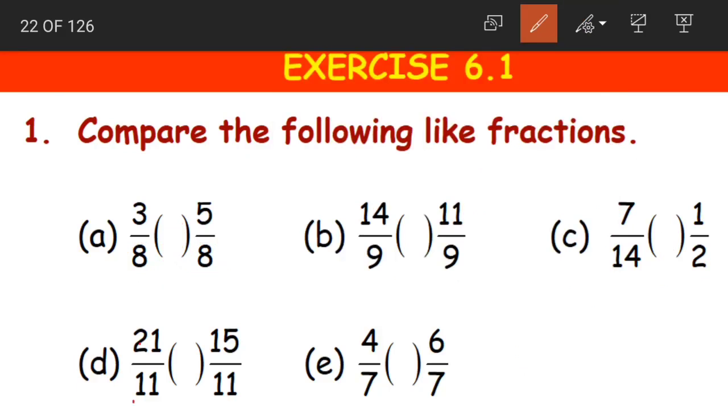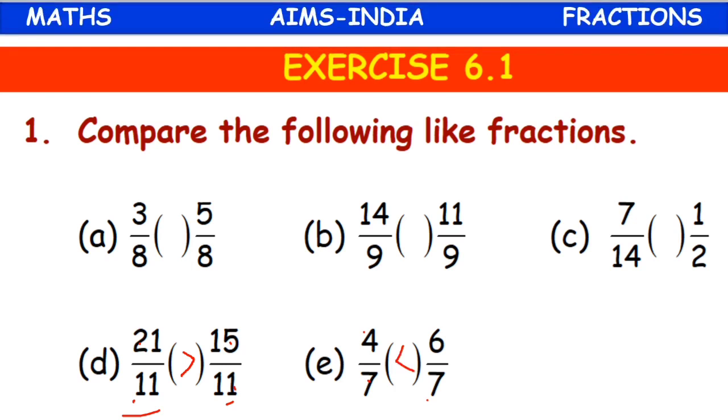Next, 21 by 11 and 15 by 11. Again both the denominators are same. 21 is greater than 15. So 21 by 11 is greater than 15 by 11. The last one, 4 by 7 and 6 by 7. 4 is less than 6. So 4 by 7 is less than 6 by 7.